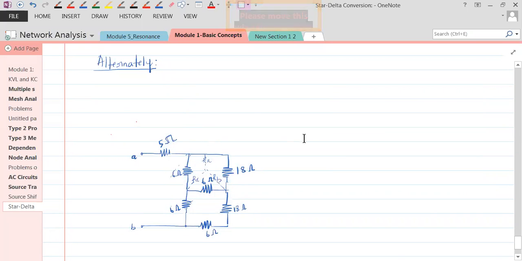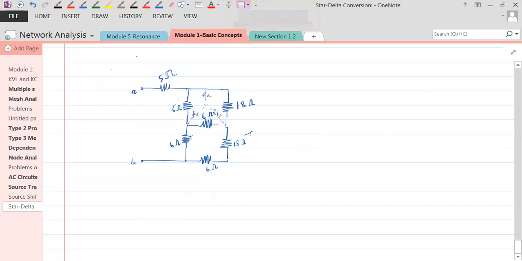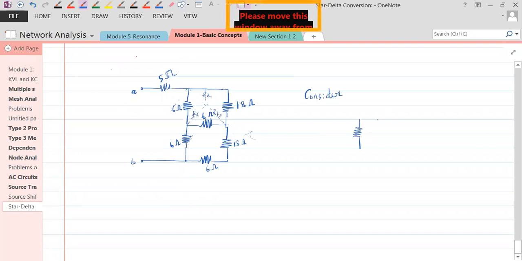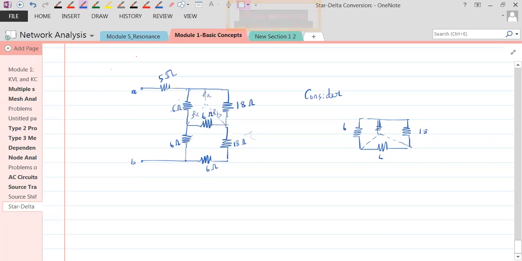Can we do that by considering the delta? So let's consider, what is this? This is 6. This is 18 and this is 6. So you have this connection. What I'm trying to obtain is these dotted lines. This is 6, 6 and 18. So this I'll call RA, RB and RC. Everybody see here very neatly how I am doing it. Let me write it properly.